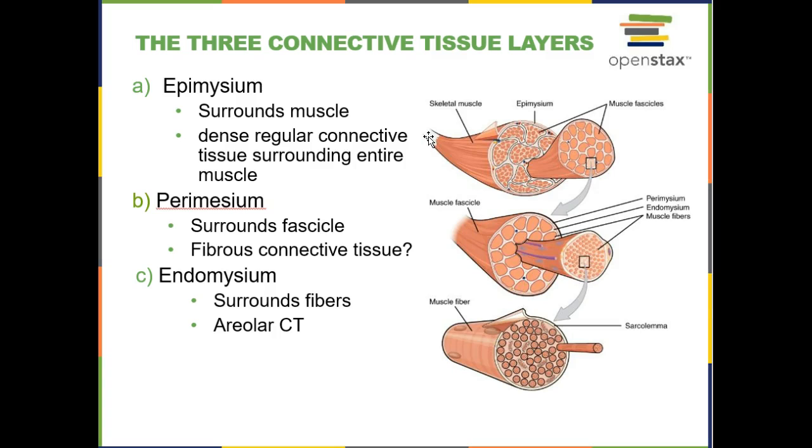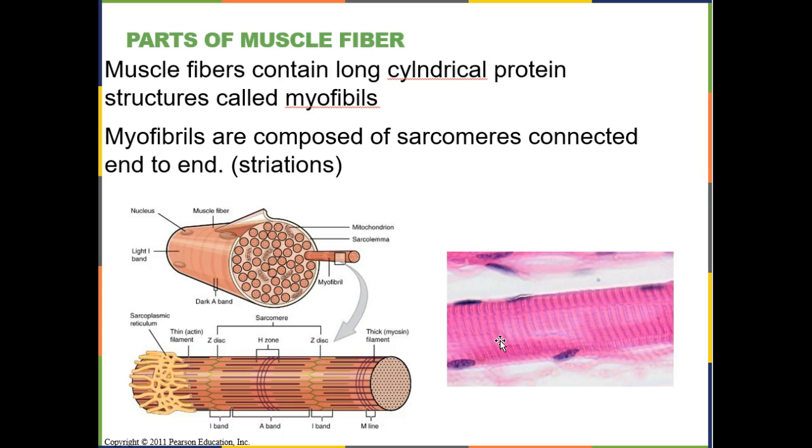That's the part of the muscle that attaches to the bone. So your tendons are also made out of what is called dense, regular connective tissue. So now we're going to go back to this individual cell, which we call a muscle fiber, and look at some of the parts of it.